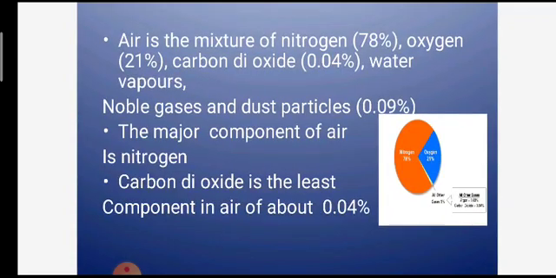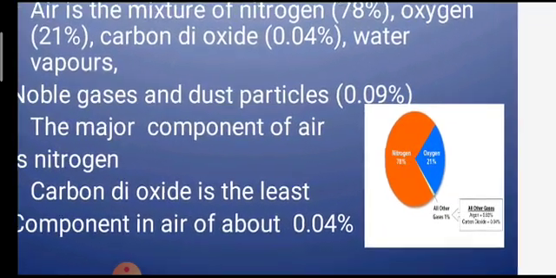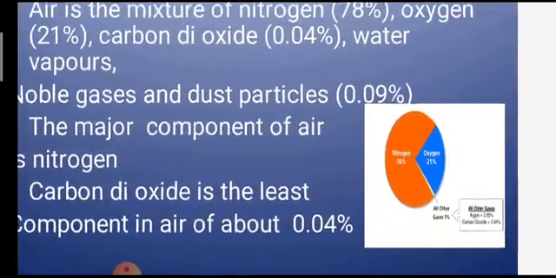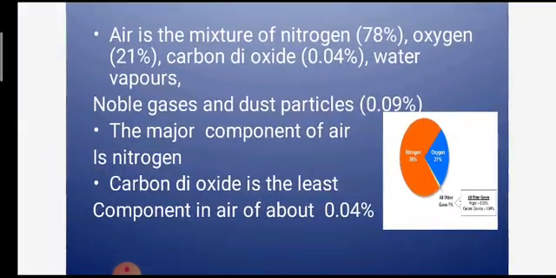The major component of air is nitrogen. The largest component of air is what? Nitrogen. How much percentage is it? That is 78 percent. Carbon dioxide is the least component of air. It is about 0.04 percent. Air contains very little carbon dioxide.